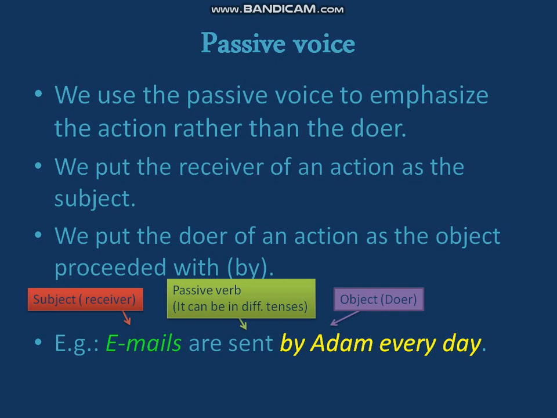In some cases we omit the object or the doer when the listener or the addressee is not interested in the doer, or he is interested in the action, not the doer, or we don't know the doer of the action. For example, my car was stolen. We don't know who stole my car.